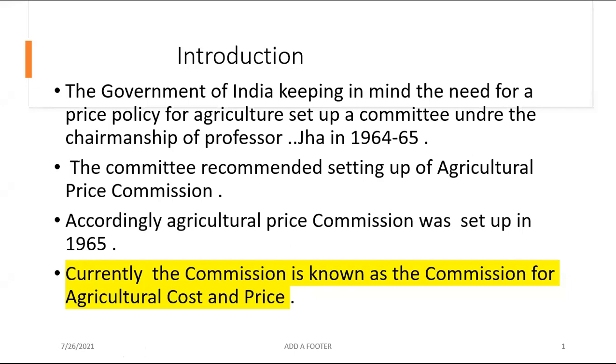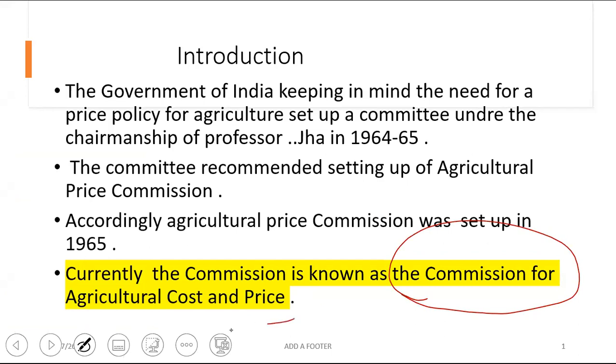So, how is the agricultural price policy influenced by the government? And what is the role of the government in stabilizing the agricultural price? That is what we are going to discuss. Already we told that government has appointed a committee or commission. The commission is known as the Commission for Agricultural Cost and Price.